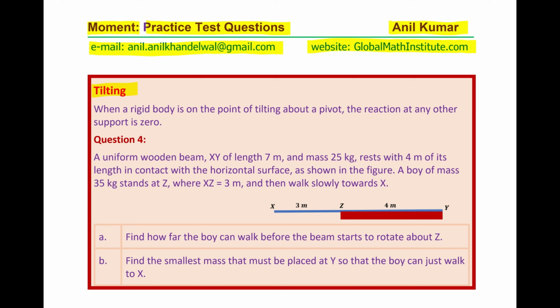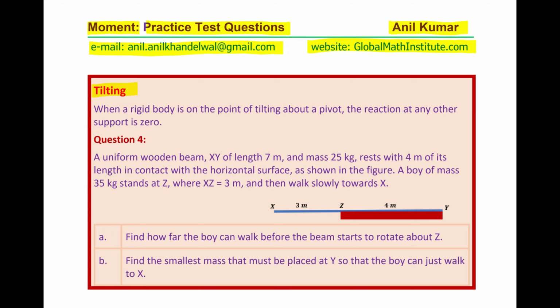Question number 4: here is a uniform wooden beam XY of length 7 meters and mass 25 kg. It rests with 4 meters of its length in contact with a horizontal surface as shown in the figure. So this length of 4 meters is on a table, you can say. A boy of mass 35 kg stands at Z, where XZ is 3 meters as shown in this figure, and then walks slowly towards X.